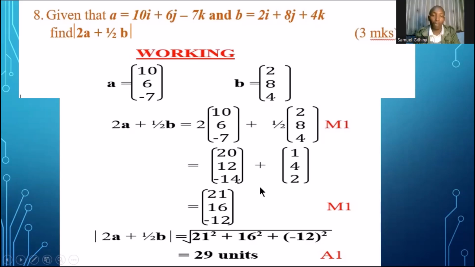Simple addition there. The magnitude means, remember now you have the vector 2a plus a half b. The magnitude means the x displacement squared, the y displacement squared, the z displacement squared. Everything under square root, you get 29 units there.